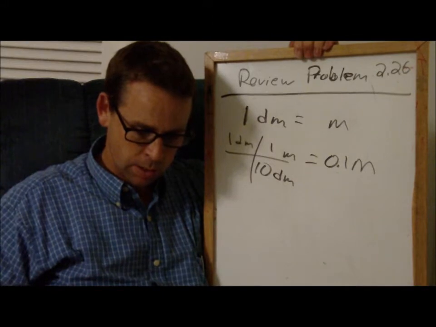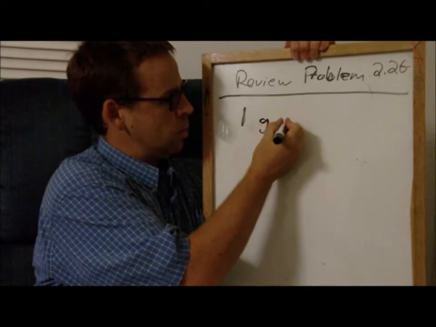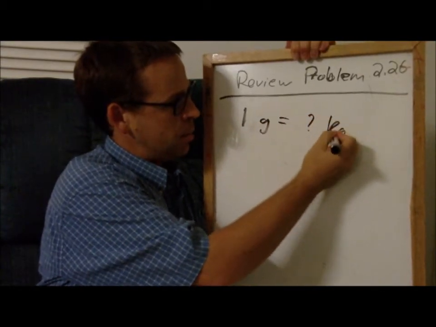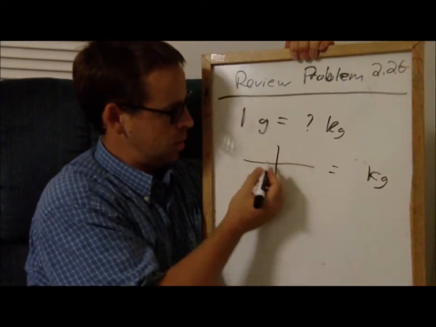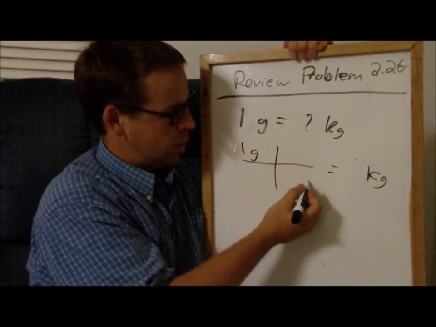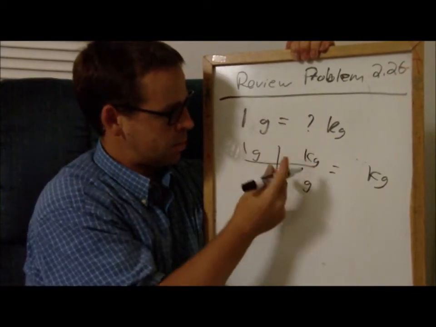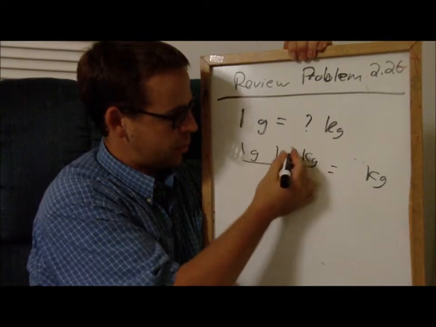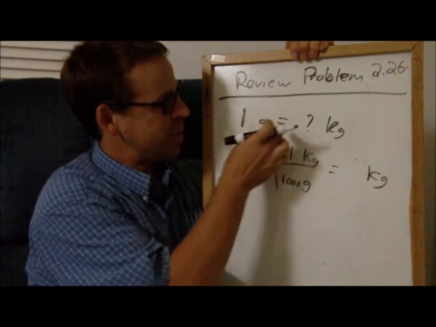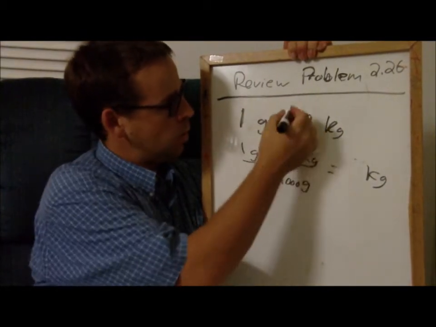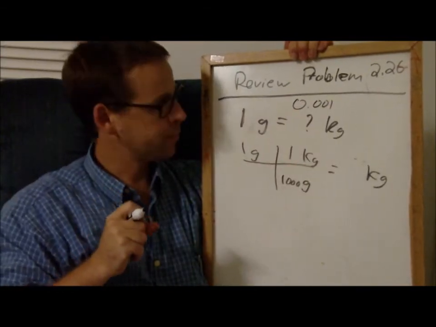E, 1 gram equals how many kilograms? We want to know how many kilograms. Train tracks. We start with 1 gram. We need grams on the bottom, kilograms on top. How many grams are in a kilogram? There's 1,000 grams for every 1 kilogram. So 1 divided by 1,000, and that's how many kilograms there are in 1 gram, or 0.001 kilograms. All right.